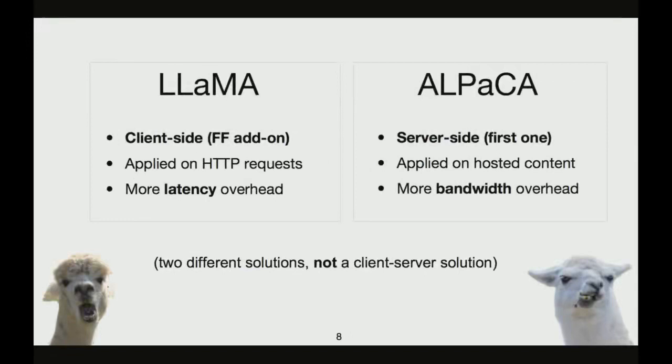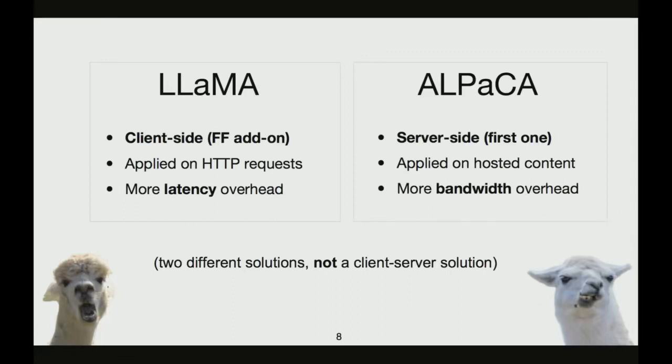Let me introduce you to the two defenses that we have developed and evaluated to explore the space of application layer defenses. The first one is Llama. It's a client-side defense implemented as a Firefox add-on for the Tor browser. It operates on the HTTP requests, and it's focused on adding delays. And this is what I meant by they don't depend on Tor, because a user that wants to get the benefits of this defense can just install the add-on on the Tor browser, and that's all.